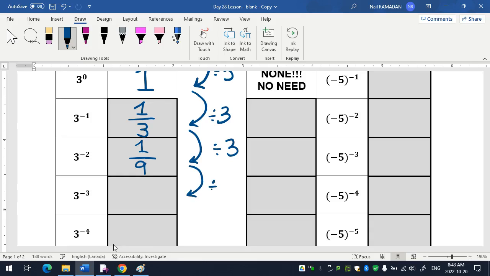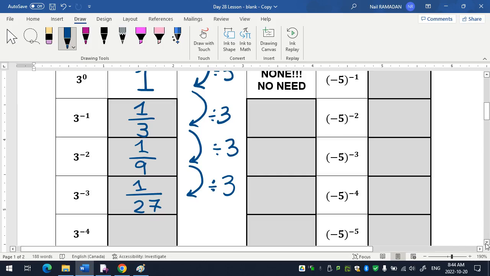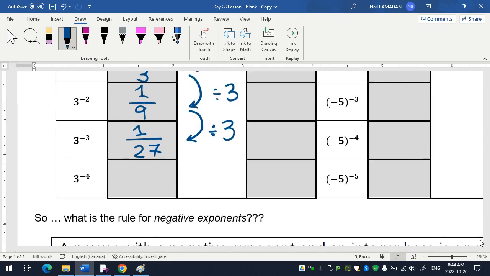Divide by 3. Who would like to tell me what's 1/9 divided by 3? Or in this case, multiplied by 1/3. How much? 1 over, you got it, 1 over 27. Okay, I guess we're seeing what's happening now. Obviously we could go into a very long list, but let's just do maybe 1 or 2 more. Okay, just 1 more.